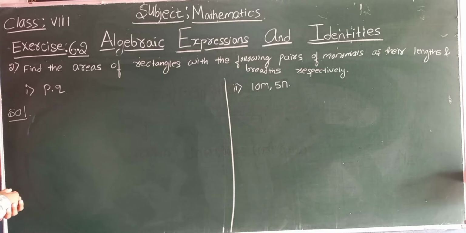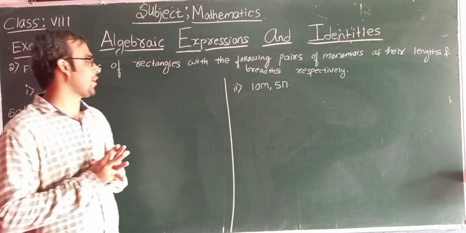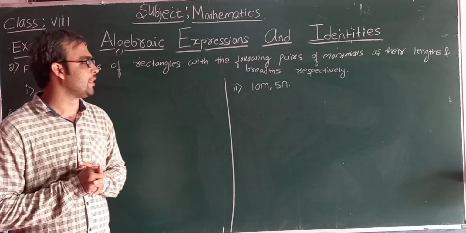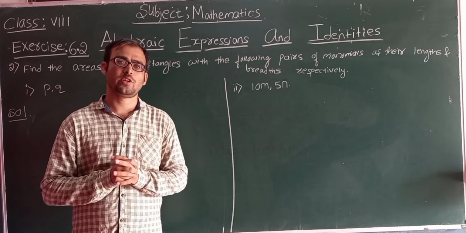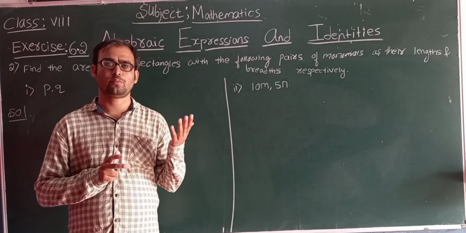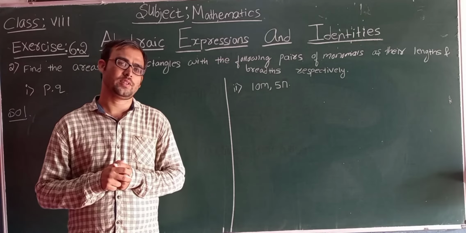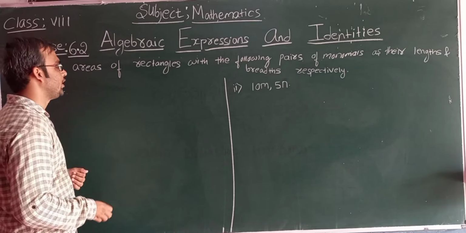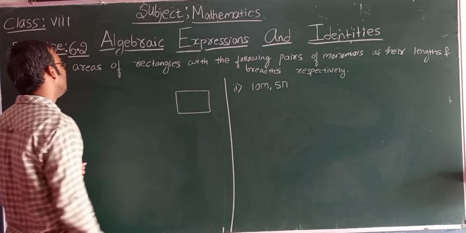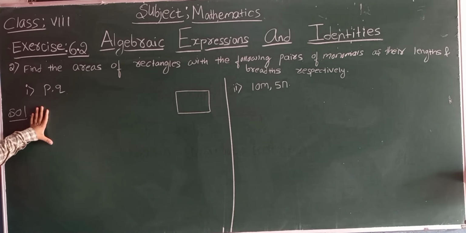Okay, so here what they have given: find the areas of rectangles with the following pairs of monomials as their lengths and breadths. So here, students, they have given some pairs of monomials, and in those pairs they have told us the lengths and breadths of a rectangle, and what we need to do is find the area of the rectangle. Okay, so here students, there is a rectangle. So let us solve the first question.